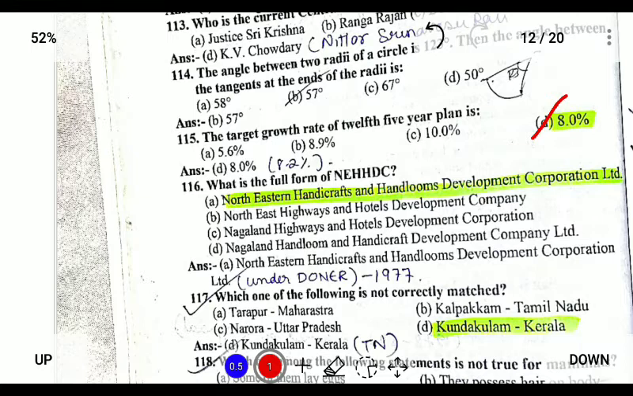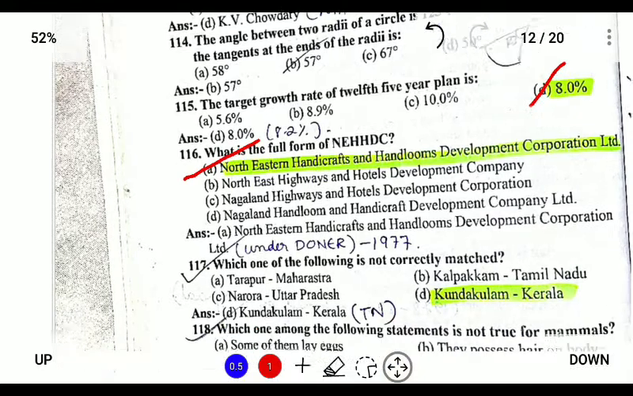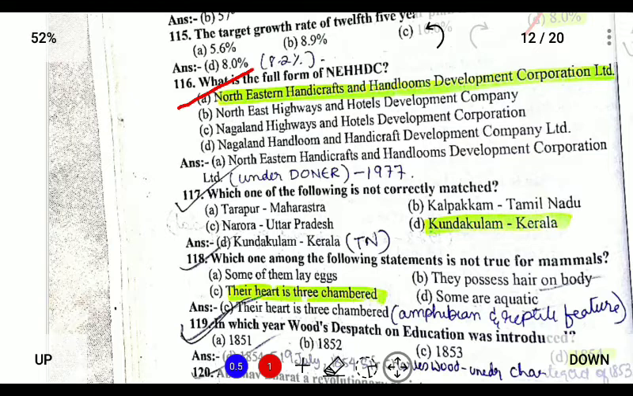Northeastern Handicraft and Handloom Development Corporation Limited. So answer is A. Next, which of the following is not correctly matched? So the answer is Kundamkalam. Kundamkalam is located in Tamil Nadu. The rest are all power stations, nuclear power stations.